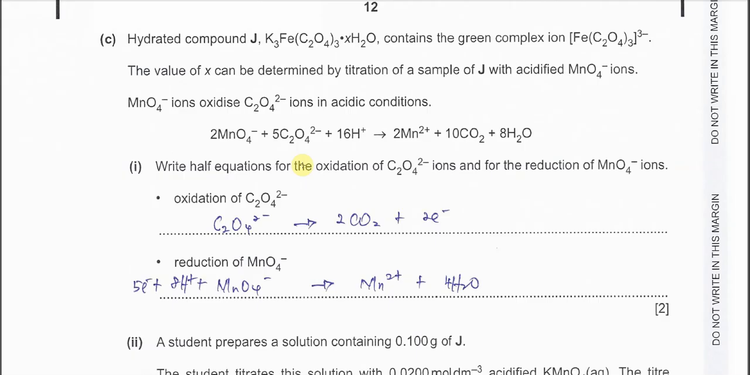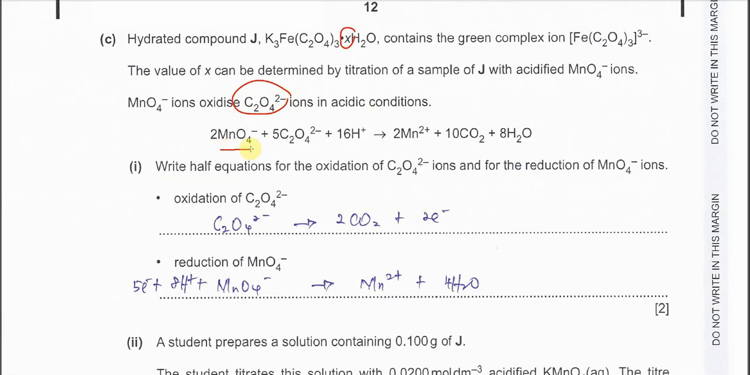Okay, part C. Hydrated compound J. This is a compound that contains a green complex ion. This is the complex ion inside the compound J after it gets ionized. The value of X here can be determined by titrating a sample of J with acidified permanganate ion, which oxidizes the oxalate ion. This is oxalate, and this is the equation.